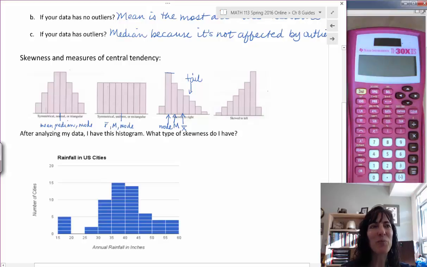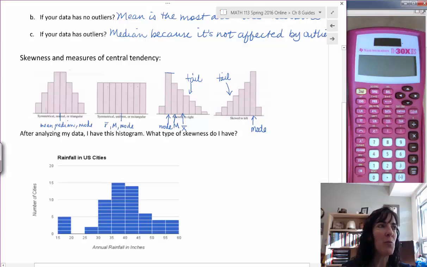There's our median. Now, if it's skewed to the left, remember, the tail is to the left, and that means we will call it skewed left. And if it's skewed to the left, then again, my highest bar is going to be my mode. Always, it's the highest bar.